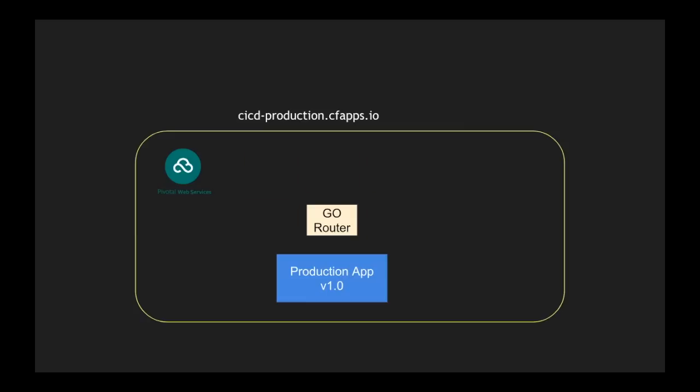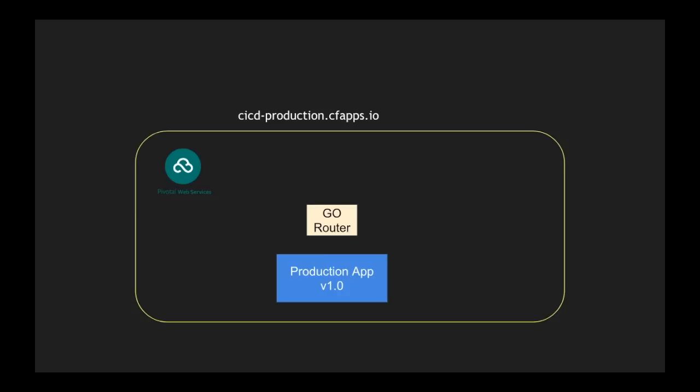Just for the sake of the discussion, let's ignore all the instances of HA proxies and Go routers and have only one instance so that we can have a clear understanding of how the routing happens inside the platform. By default, when we push an application with a host name, a route gets created. So in our example, CI/CD-production got created because we pushed our application by default with this particular route.